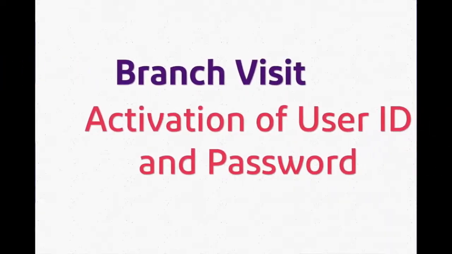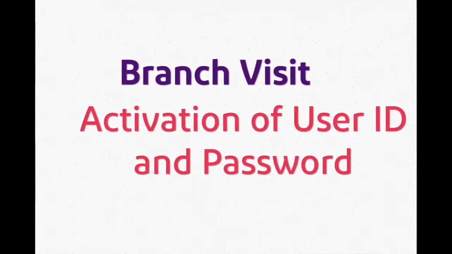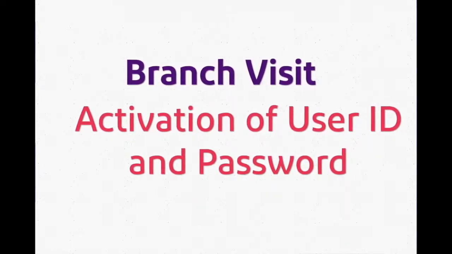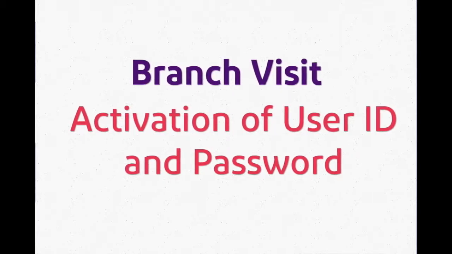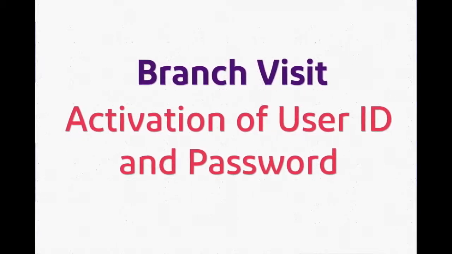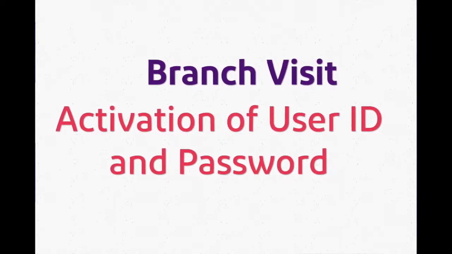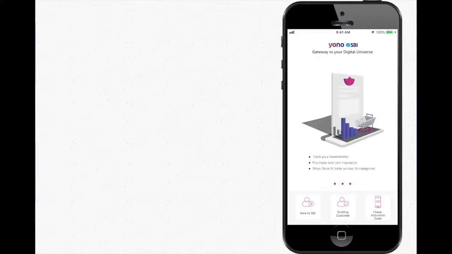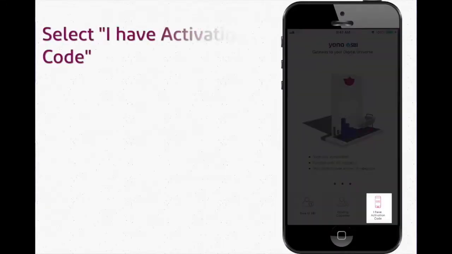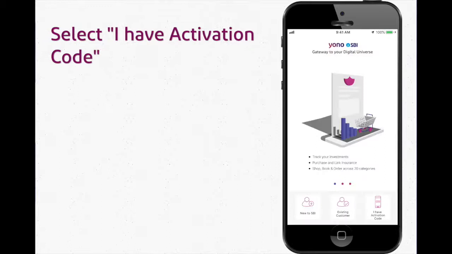Step 2. The branch process. Please complete the step 2 by visiting the branch selected by you. Once request is approved by the branch, you will receive an activation code in your registered mobile number and email. In the step 3, open the YONO app and select I have activation code option.